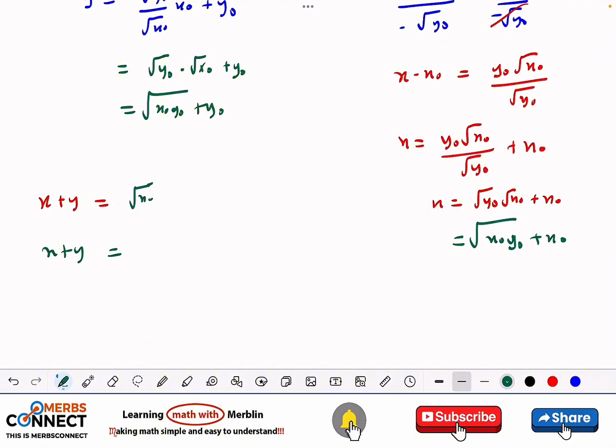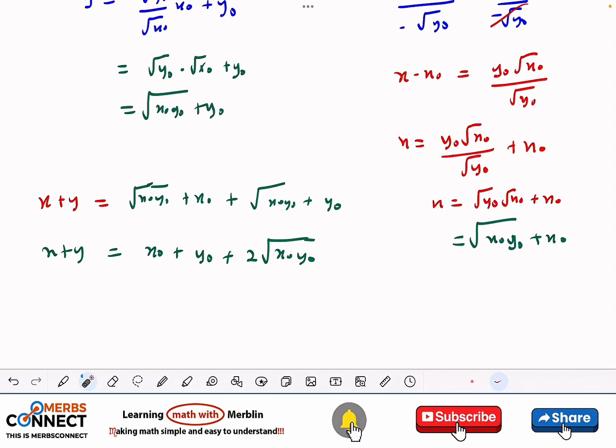So x naught y naught plus x naught plus root of x naught y naught plus, let me say, y naught. So let's try and combine these guys, right? What can we do here? This can be written as x naught plus y naught plus 2 root of x naught y naught.